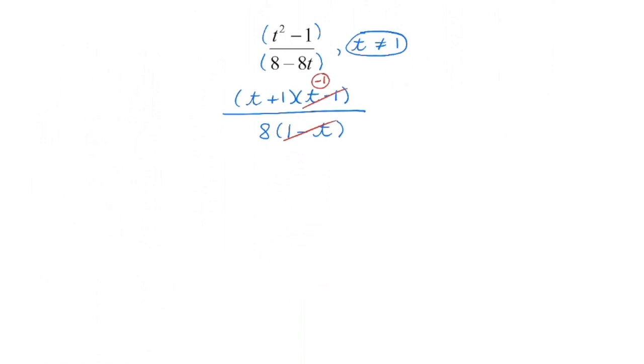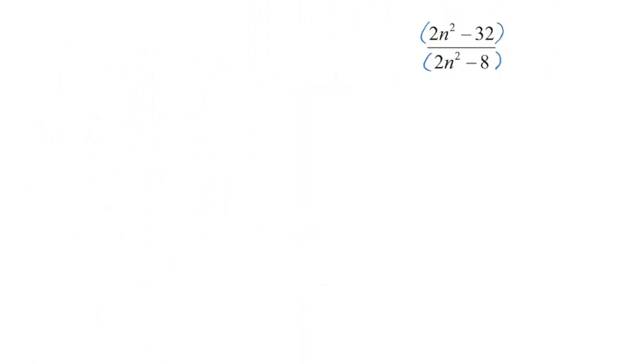So then in terms of the answer, we're going to put that -1 in front. I don't need to write the 1 down. We're left with t plus 1 in the numerator, and we're left with an 8 on the denominator, and that is our final answer. All right, in our final example, we see a binomial, we're going to bracket it.